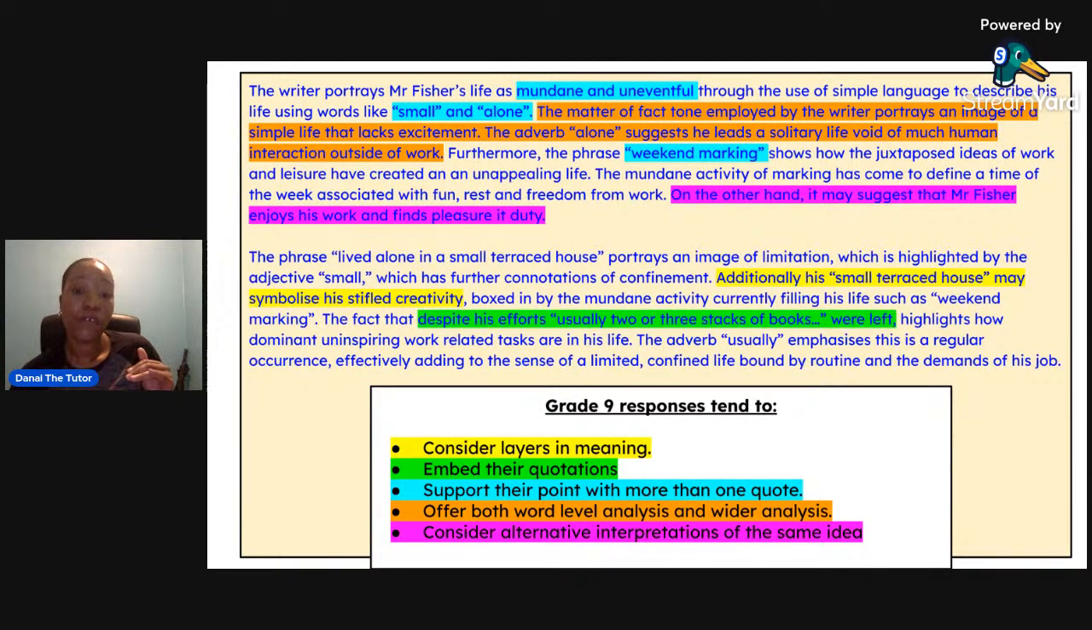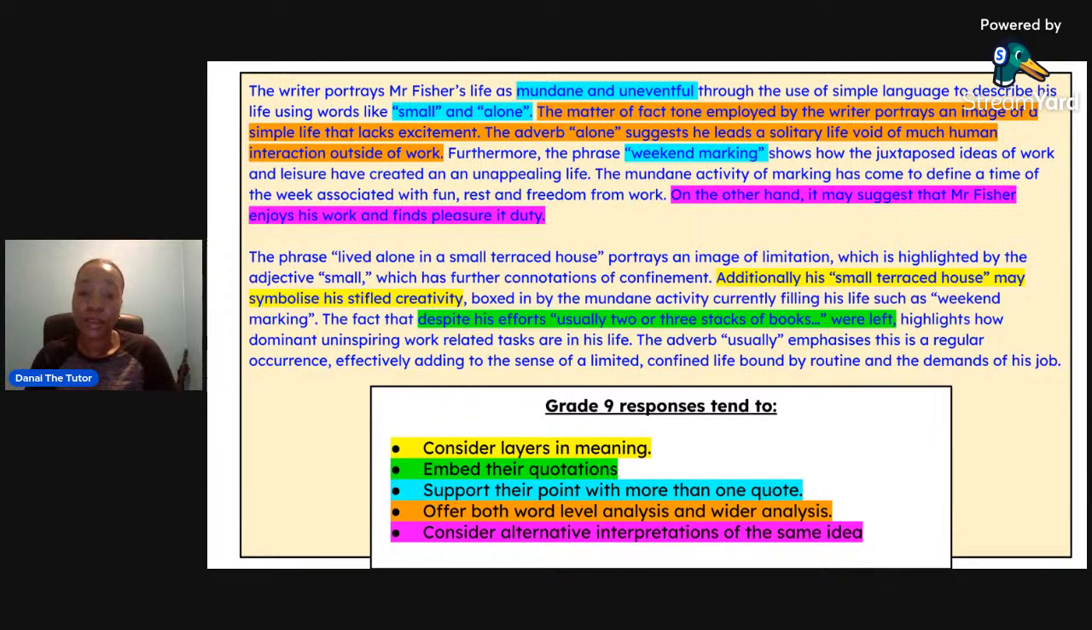In orange, offering both word level analysis and wider analysis. What do I mean by that? If you look in the orange, I write about tone. I say the matter-of-fact tone employed by the writer. And then in the next sentence, I focus on the adverb alone. So my general point is about the simple language and the matter-of-fact tone, so that's the wider technique, and it portrays an image of a simple life that lacks excitement. And then when I zoom in on the adverb alone, that's doing both of those things: wider analysis and then zooming in on the word level.